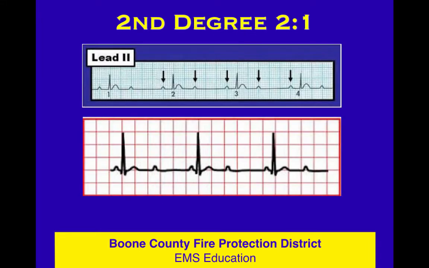March out the P waves. What are the P waves doing? The P waves are marching right through there. They're coming in on time. They all look the same. There's none that are early. It's not a non-conductive PAC. It is a standard sinus rhythm, but it has a second degree AV block with 2 to 1 conduction. And that's all you can say.